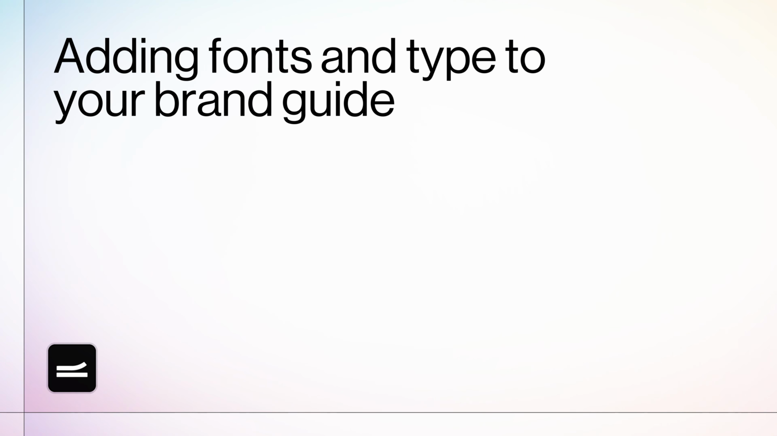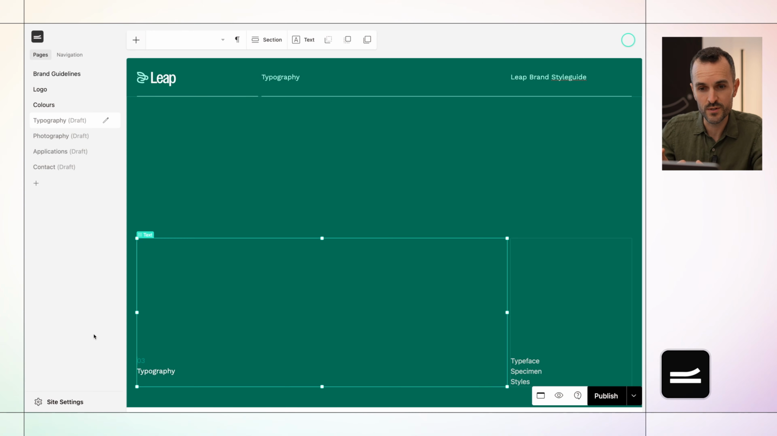Let's add fonts and typography styles to our pages in Guidelines. You might have already added your brand and added some fonts to your brand in Guidelines. And in this tutorial, what we're going to do is look at the typography page. This is straight from the template, but you could create one from scratch if you wanted to, using blank sections and adding blocks.